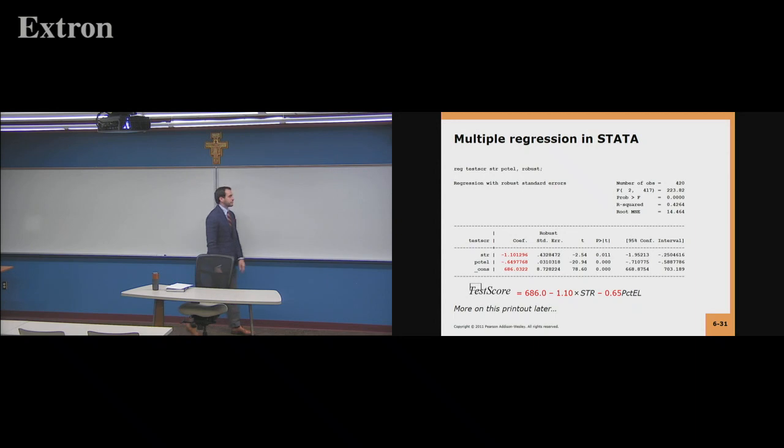So anyone tell me from last class what the coefficient here means for the student-teacher ratio? For every 1 unit change in the student-teacher ratio, it'll go down by 1.1. That's right. And because we have a control variable in here, the percent English language students, holding the percentage of English as a second language students constant. So compared to the regression that we did before that was just the student-teacher ratio and test scores, this is getting us a more accurate result because we're controlling for something else that impacts the test scores.